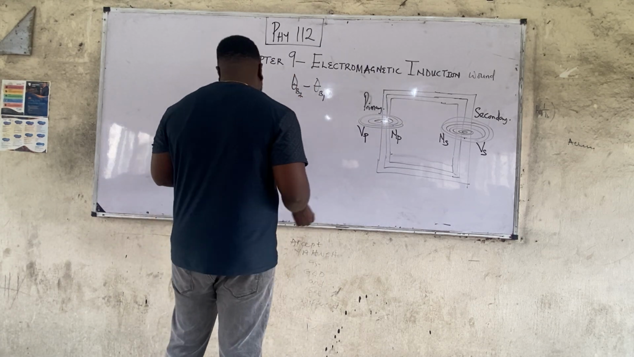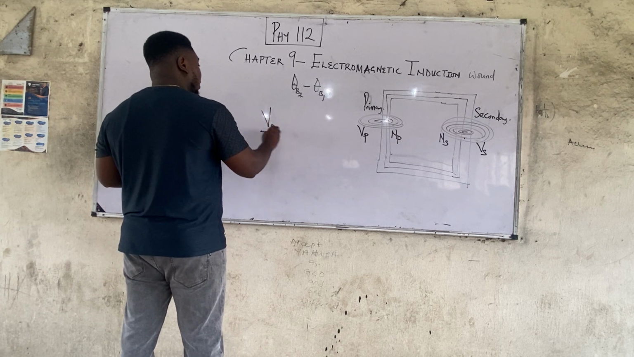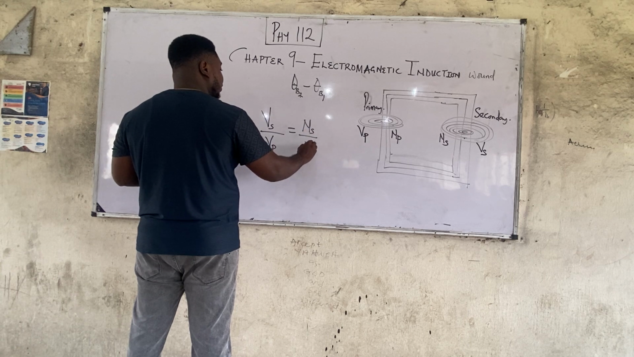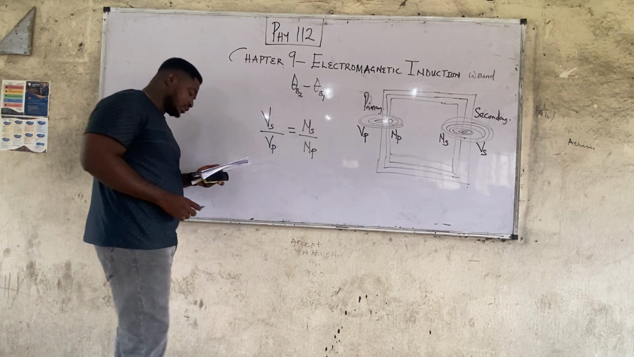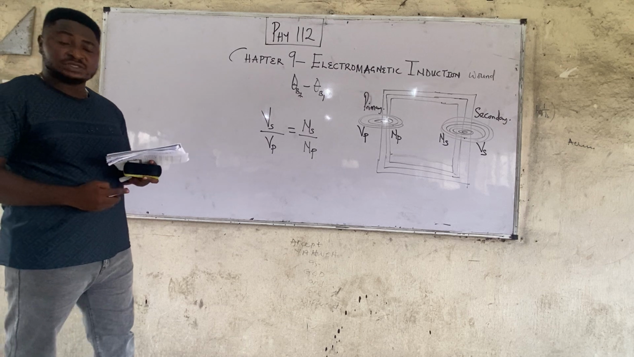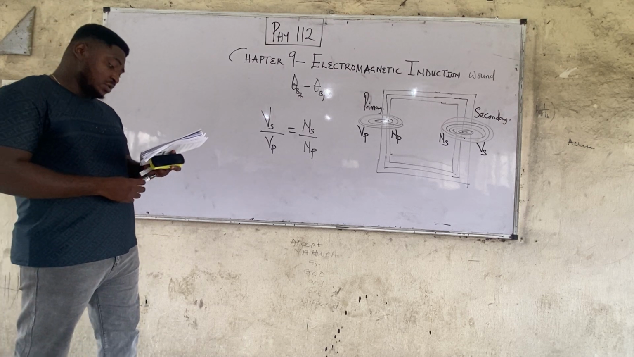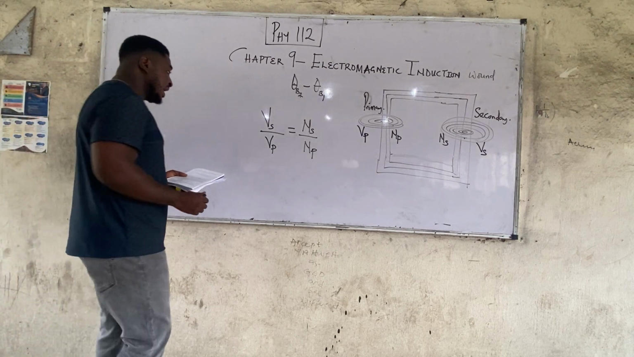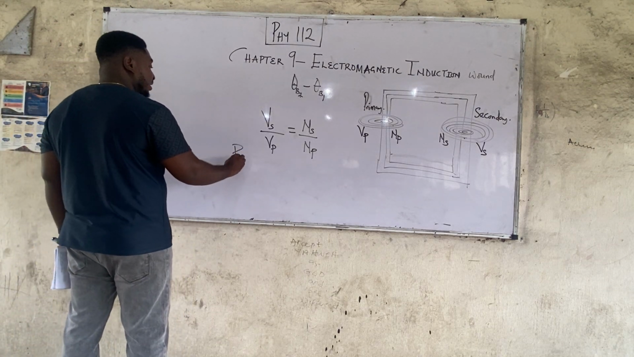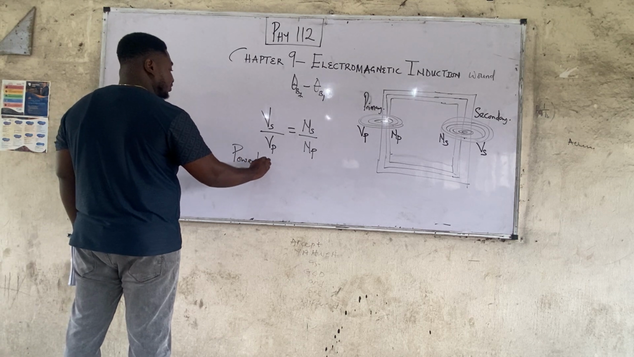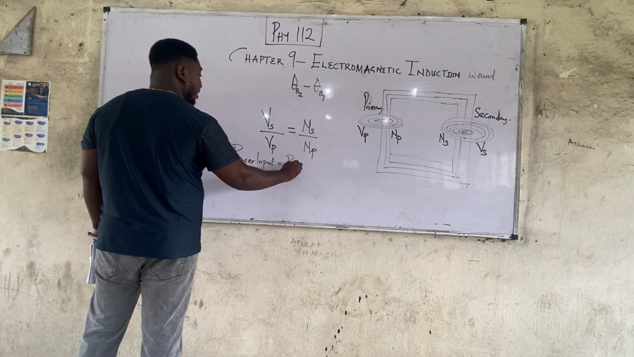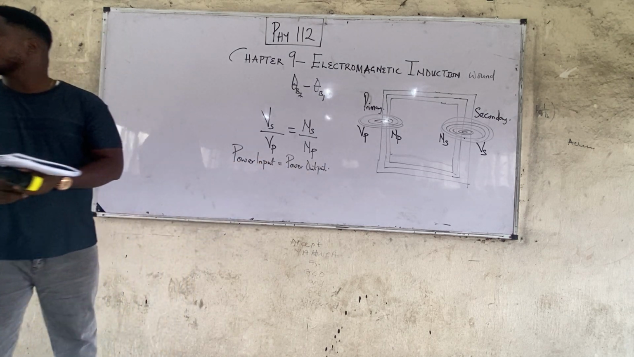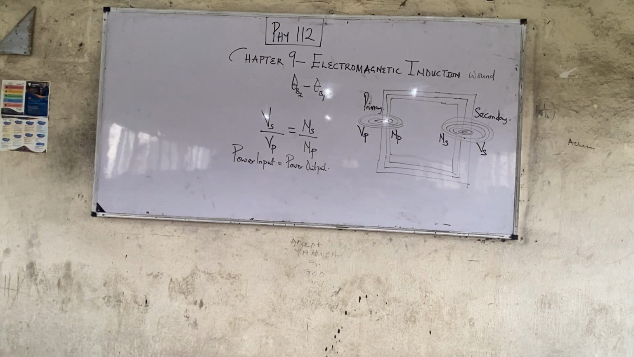And the equation of the transformer will now come up. Voltage of the secondary coil over voltage of the primary coil equals number of turns of the secondary coil over number of turns of the primary coil: Vs/Vp = Ns/Np. Class, there's one principle we follow in a transformer: the power input equals the power output.